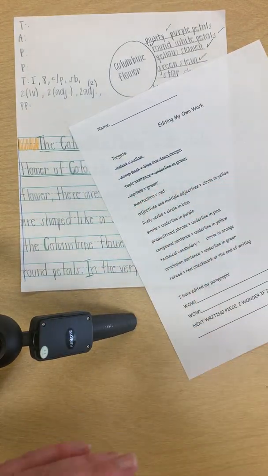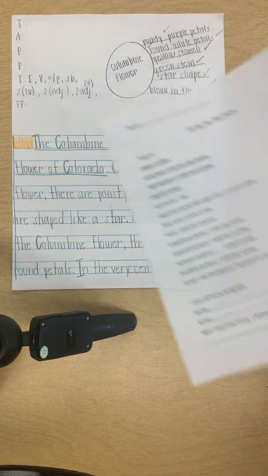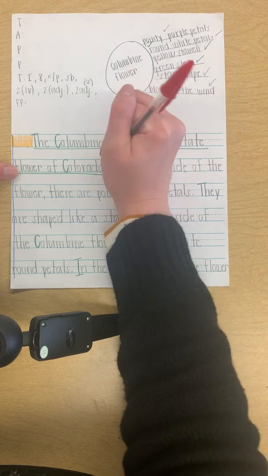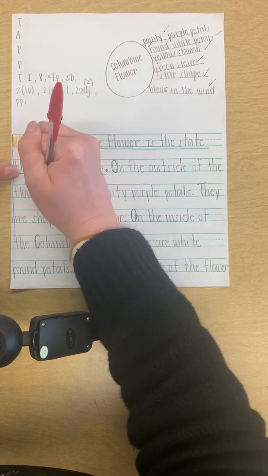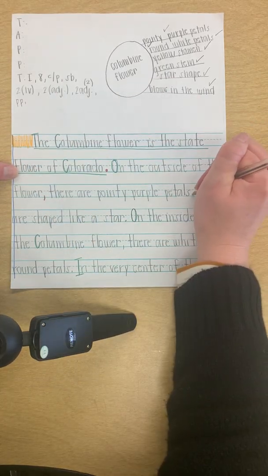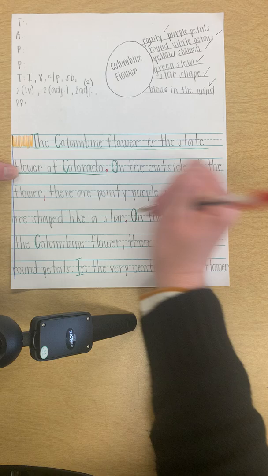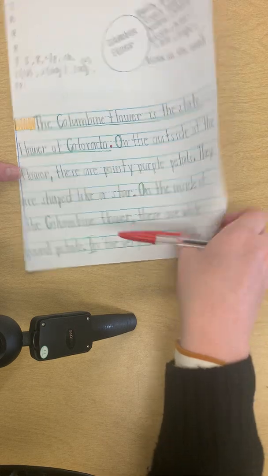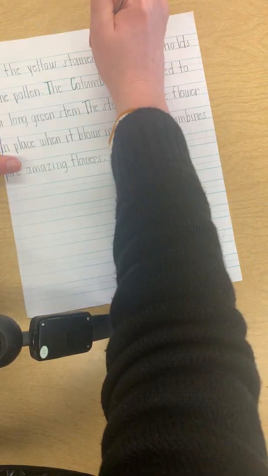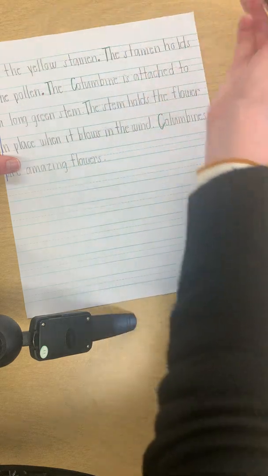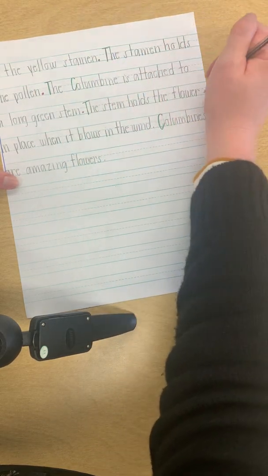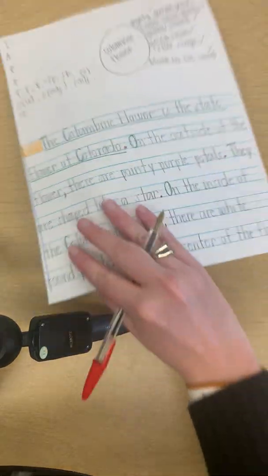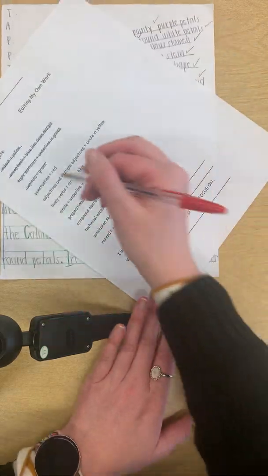and the next thing I'm going to do is get my red, and I'm going to trace over my punctuation. So I have period here, maybe a comma, period here, period, comma, period, period, period, period, period, and period. So I have all my punctuation marks. I can cross that off here.